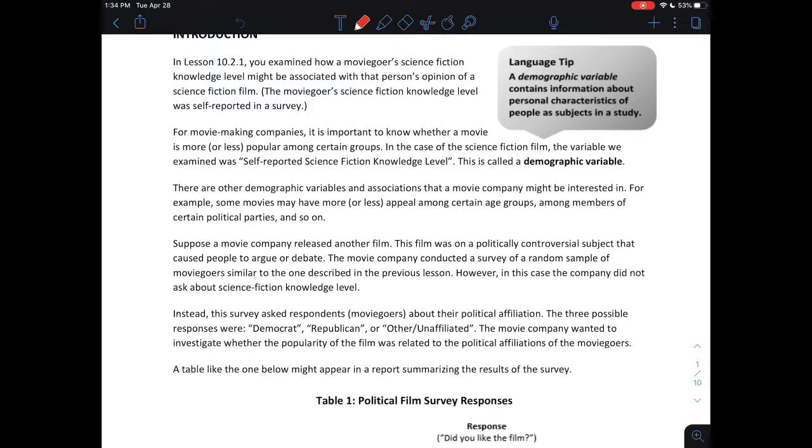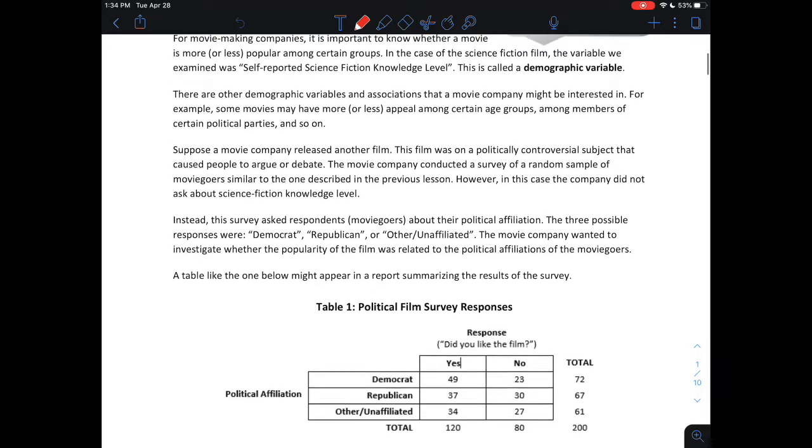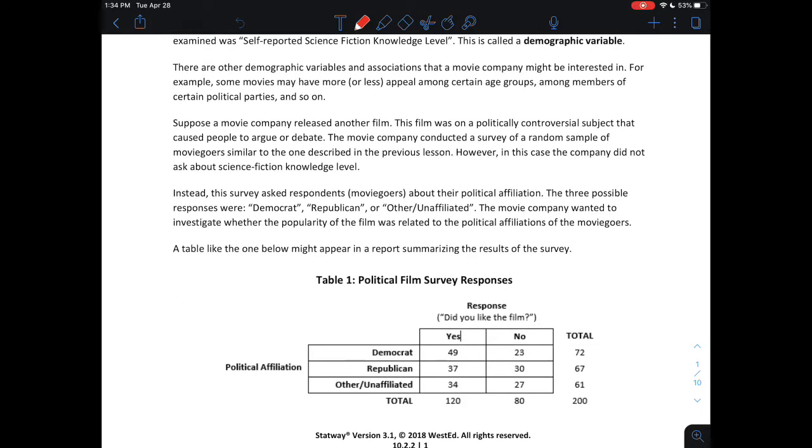For example, some movies may have more or less appeal among certain age groups, among members of certain political parties, and so on. Suppose a movie company released another film. This film was on a politically controversial subject that caused people to argue or debate. The movie company conducted a survey of a random sample of moviegoers, similar to the one described in the previous lesson. However, in this case, the company did not ask about science fiction knowledge level. Instead, this survey asked respondents, moviegoers, about their political affiliation. The three possible responses were Democrat, Republican, or other/unaffiliated.